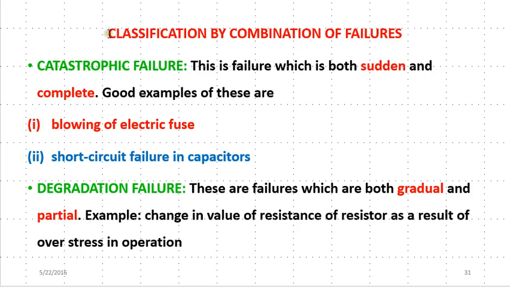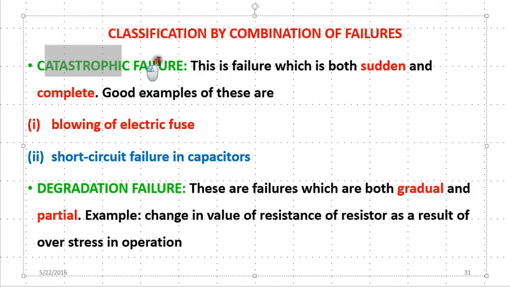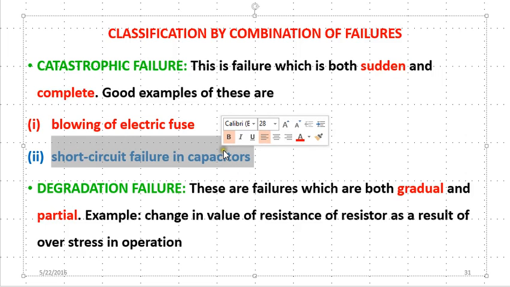Now, we said we have another classification by combination of the three things we mentioned. That is the causes, the timing, and the degree. And here we have what we call catastrophic failure. And this is a failure which is sudden with respect to time, and it is complete with respect to the degree. For instance, if you have your fuse and it blows, definitely it will never work again. It happens suddenly and completely. Then we have short circuit failure of capacitors. If a capacitor has a short circuit, it happens suddenly and it will never be used.